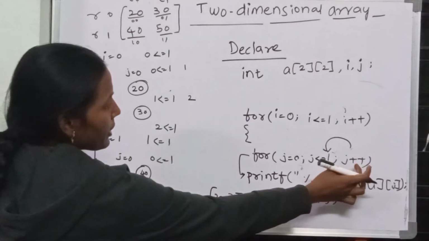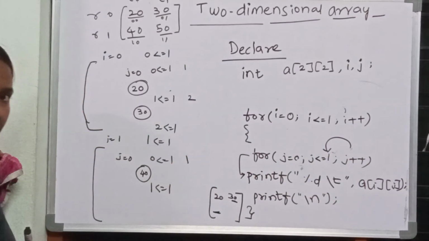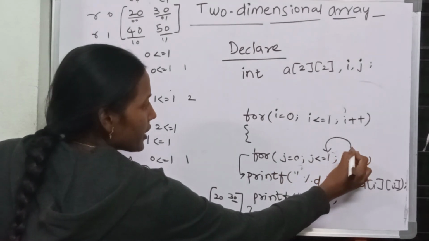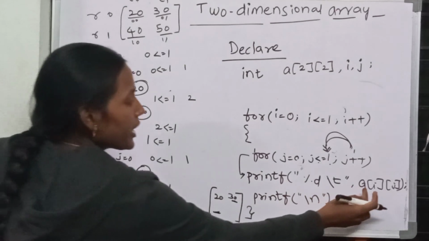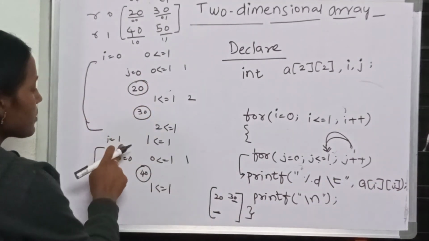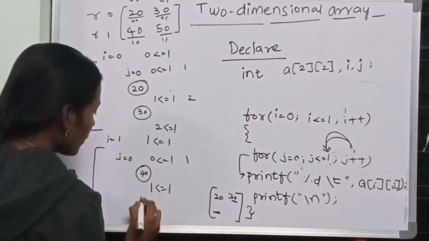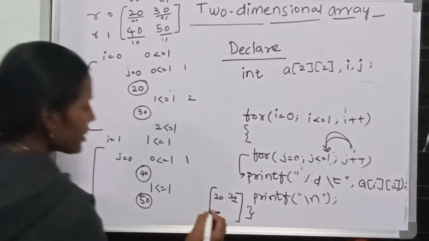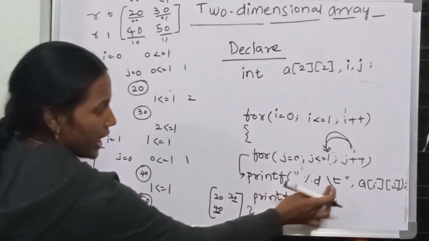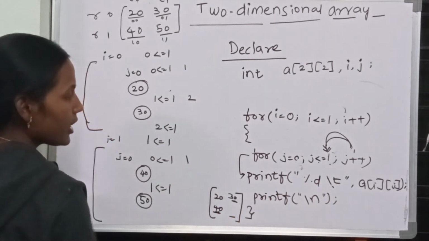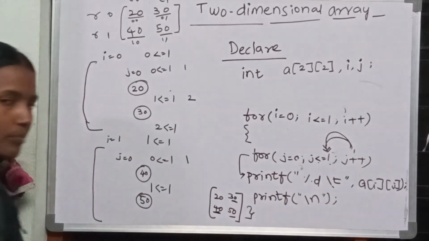Next, j becomes what? 1. Is 1 less than or equal to 1? Again condition true. What are you printing? a of ij. i is 1, j is also 1. You are going to print 50. That means here first we are printing 40. Next a tab space is there, so control will wait here. Now j becomes 1, 1 less than or equal to 1. Here 50 is going to print.